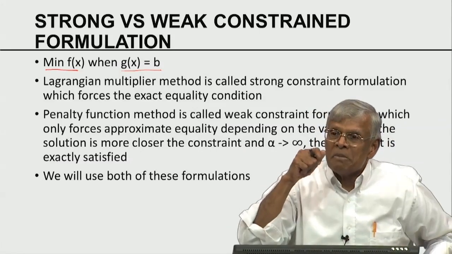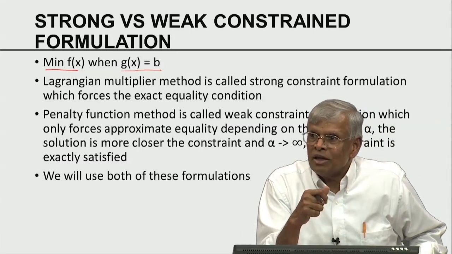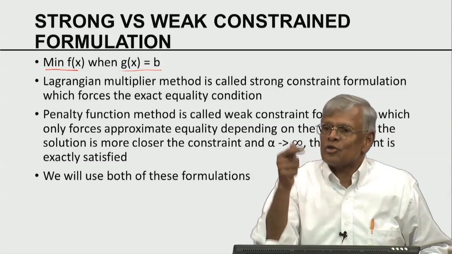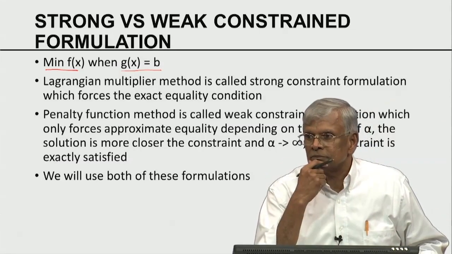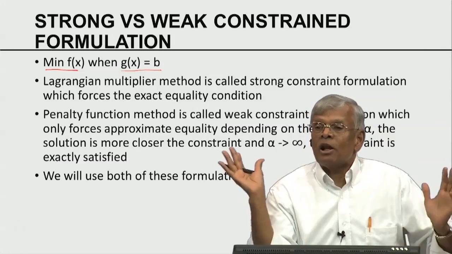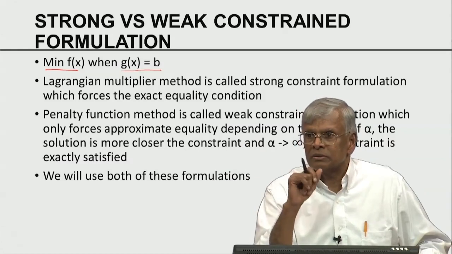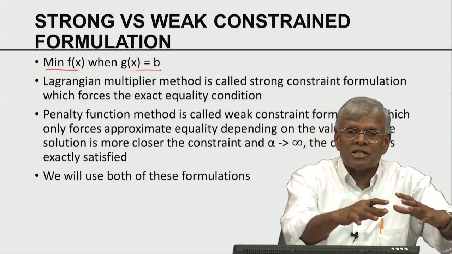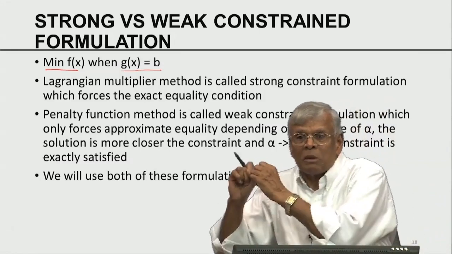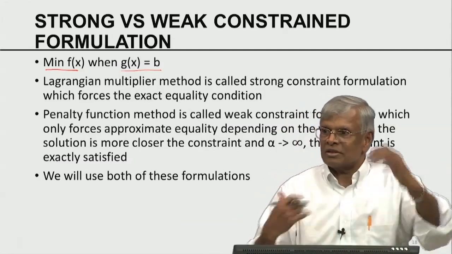Do you want exact geostrophy or approximate geostrophy? If you want exact geostrophy, strong constraint. If you want approximate geostrophy, weak constraint. In meteorology, all the equations are approximations from Navier-Stokes, from the primitive equations. So when your model is an approximation, there is no point in requiring something to be satisfied exactly. Everything has to be consistent.